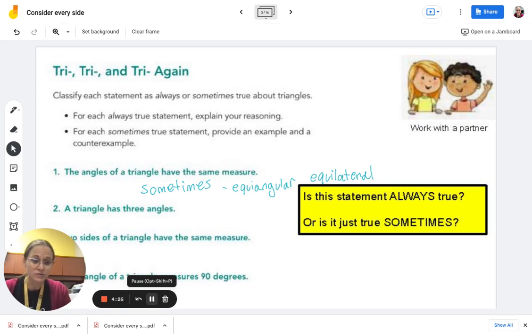Now, what about the angles of a triangle? Statement number 2 says that a triangle has 3 angles. That is always true.